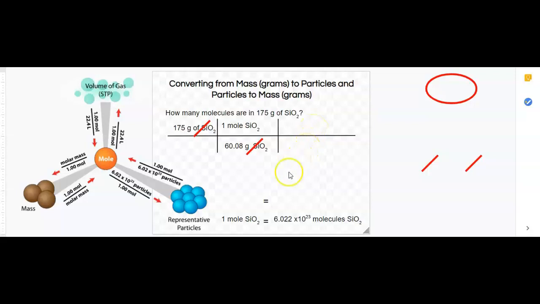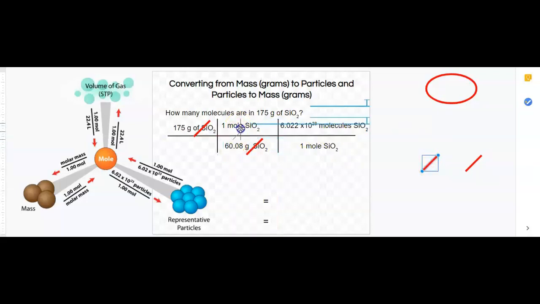In this case, I know that from the mole to the particles, there are 6.02 times 10 to the 23rd particles in every mole. Since I want to cancel the moles, I move the moles of silicon dioxide to the bottom, and I'm going to put 6.02 times 10 to the 23rd on the top. Oh, I have to drag it. I apologize. I can now cancel my moles of silicon dioxide.